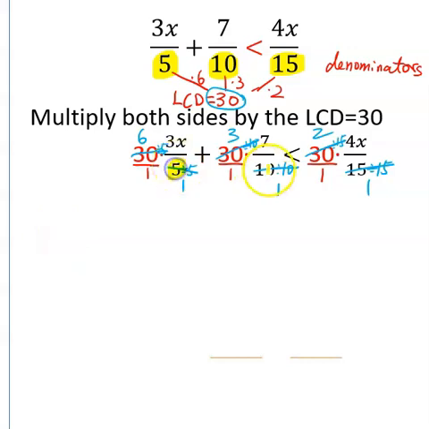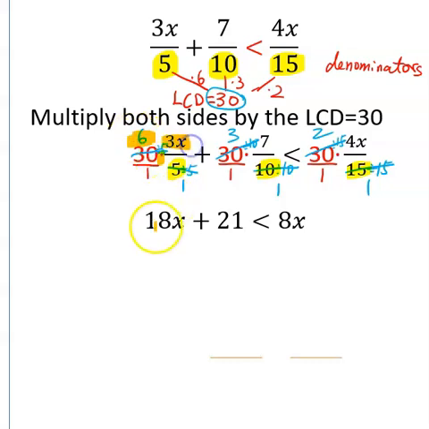After they disappear, we are going to get rid of all the fractions, so we only have whole numbers here. So in this case, after we reduce the numbers, we're going to multiply straight across. Recall the multiplication rule of fractions: reduce and multiply straight across. So we're going to multiply 6 and 3x. And notice 6 times 3x is 18x, plus 3 times 7, that's 21, and 2 times 4x, that's 8x.